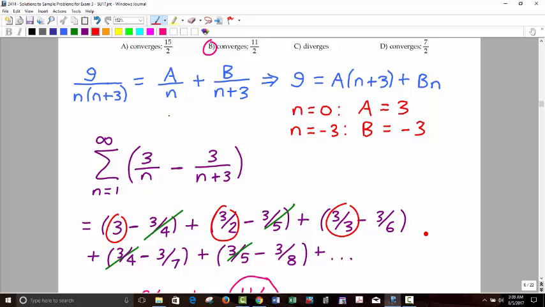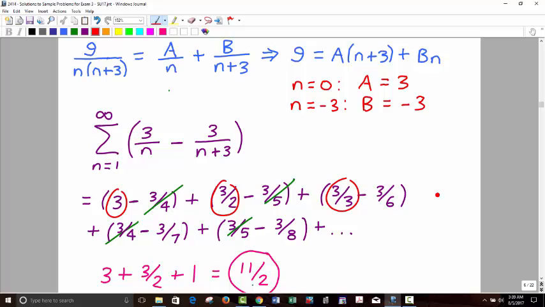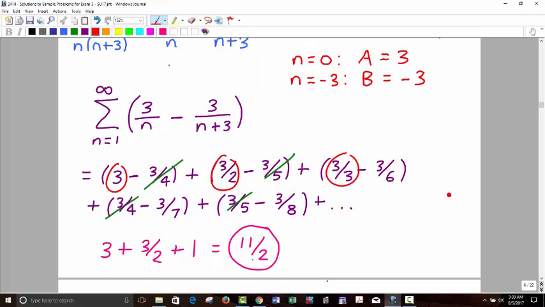Now, there's two ways you can do this. Yes, you could pull that common 3 from that numerator outside the summation. That is mathematically correct. But you must remember that you have to distribute it back when you're done. So I chose not to do it that way in this problem. But that's the thing you'd have to remember to do.